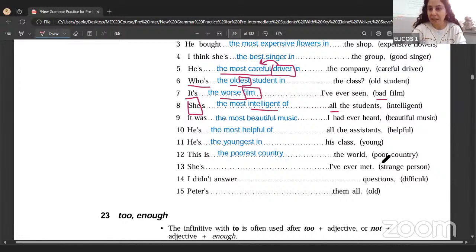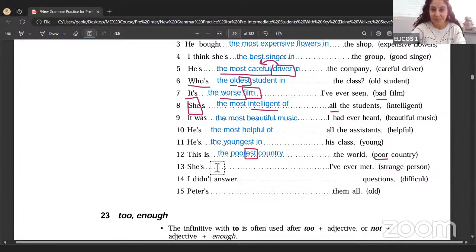We know because we've got that adjective poor. It just has one sound, so we need to add the EST to it. This is the poorest country in the whole world. So of all the countries, this one is the poorest.